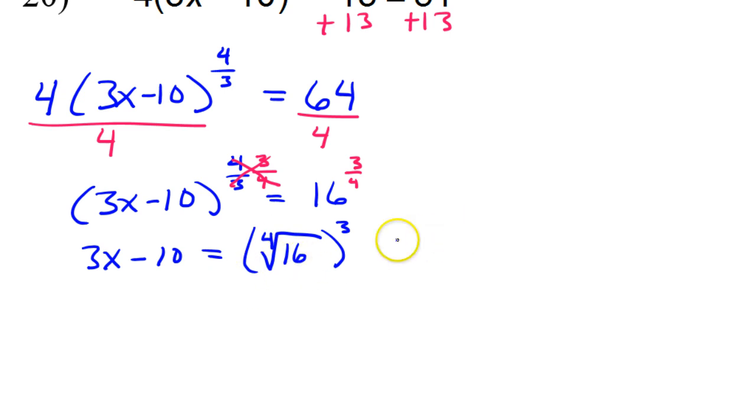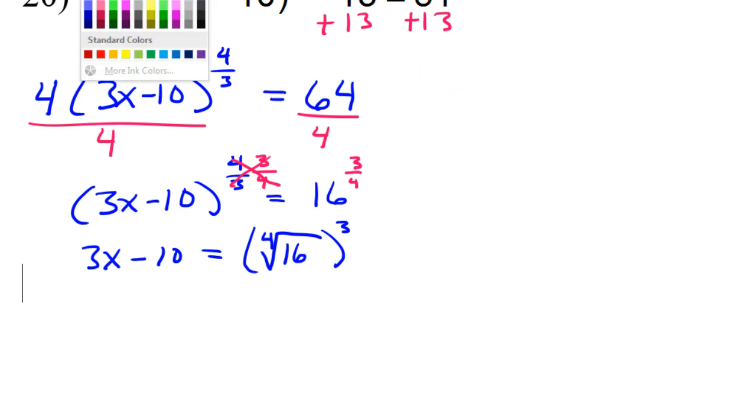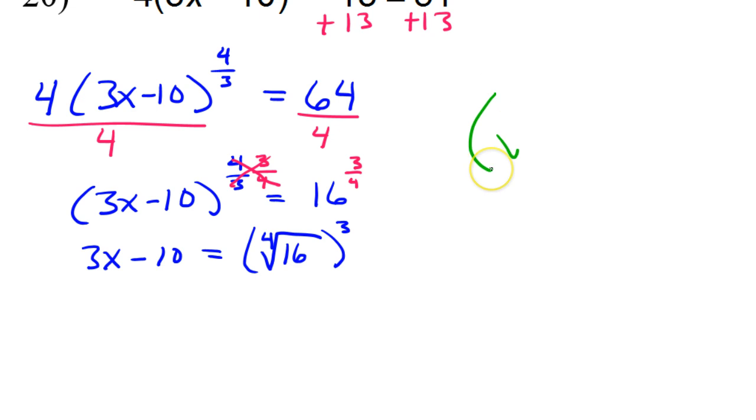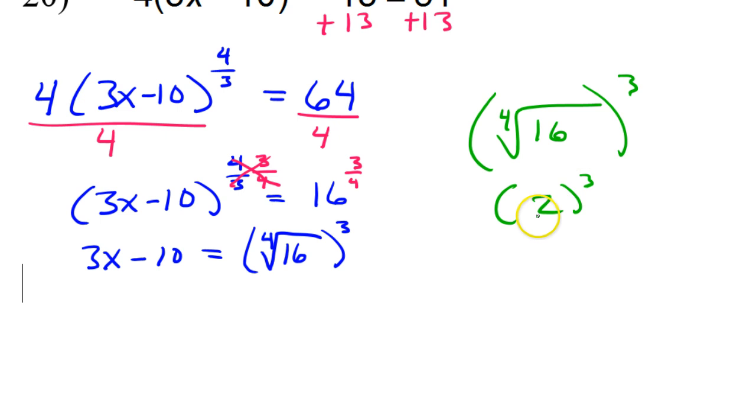Okay. So, I'm just going to do this off to the side. In green, no less. So if I want to do the 4th root of 16 and then raise that to the 3rd power. The 4th root of 16 is 2. And then 2 to the 3rd power is 8. So that means this is going to be 8. So I will have 3x minus 10 is equal to 8. And then we go on and solve it like we always do.